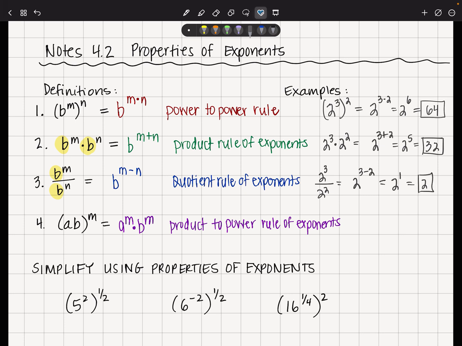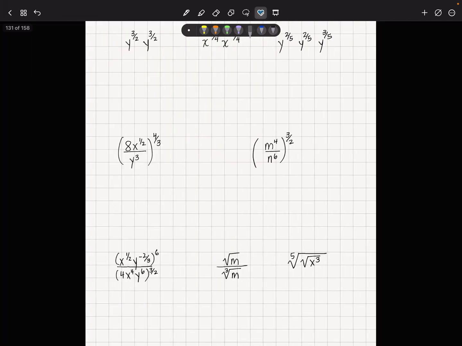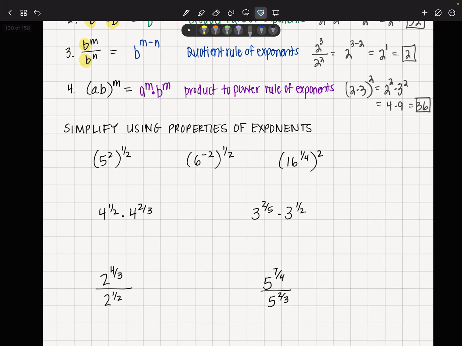And if I had, let's say, 2 times 3 raised to the 2nd power, that would be 2 squared times 3 squared, which would be 4 times 9, which is 36. So we're going to apply those with numbers, but then we're also going to get into variables on the next page. So let's work with the numbers first.